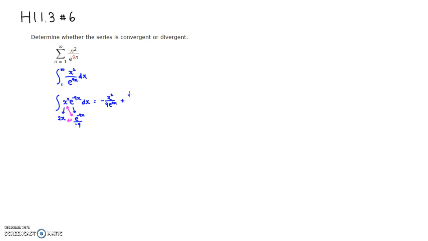Then we have an integral, 2 over 9x, and e to the, actually there's another 9, so I'm going to have to put the 9 squared. Then you have e to the negative 9x dx. Then we're going to have to use integration by parts again.